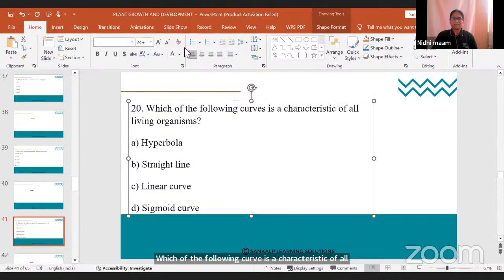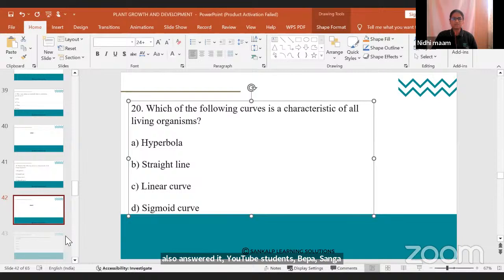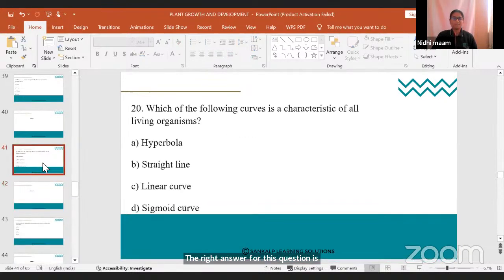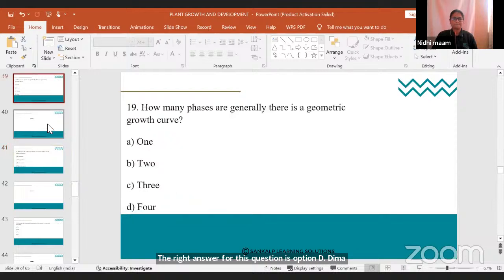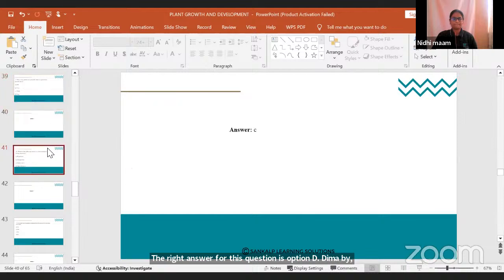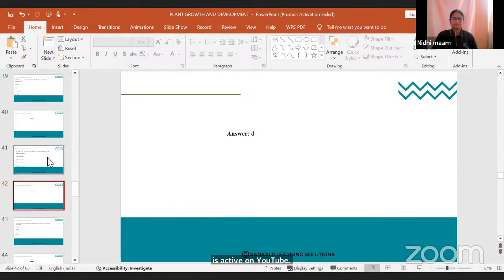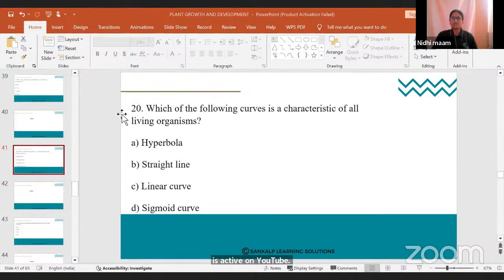The quick response is given by Impana, Jyoti, Shweta, Sharath, Bhavana, Siddhangauda, Yashwant, Navyashri. So most of you answered it as option D. Madan Nayak also answered it. YouTube students, Bifa, Sangamesh Nellur, Aishwarya KM answered it. The right answer for this question is option D. Bhimabai Ambedkar is active on YouTube. Sigmoid curve. Option D, sigmoid curve is the right answer.